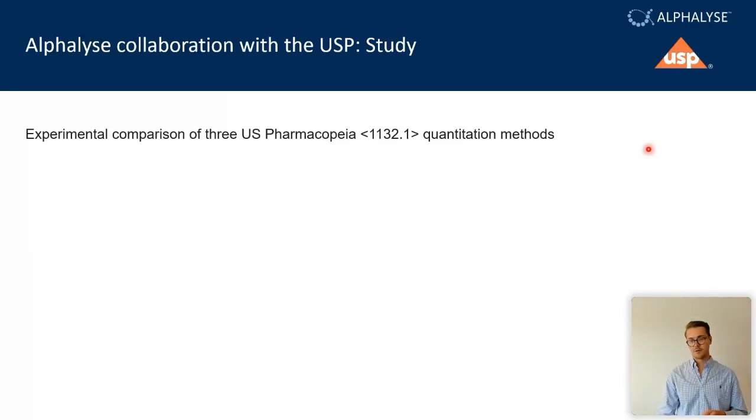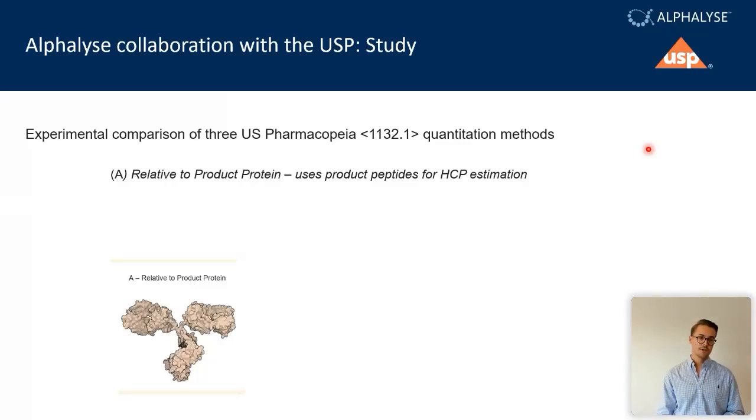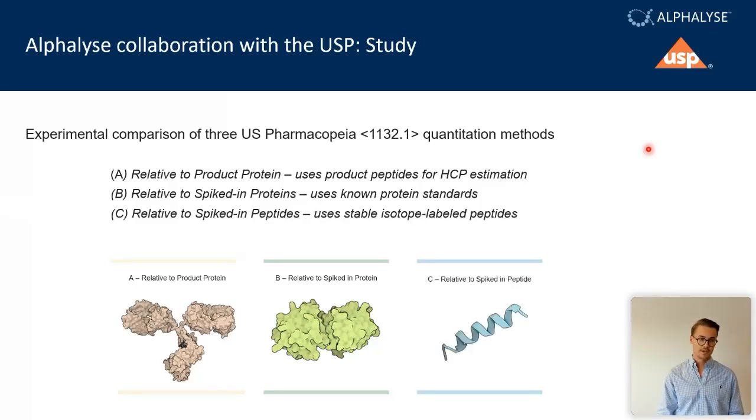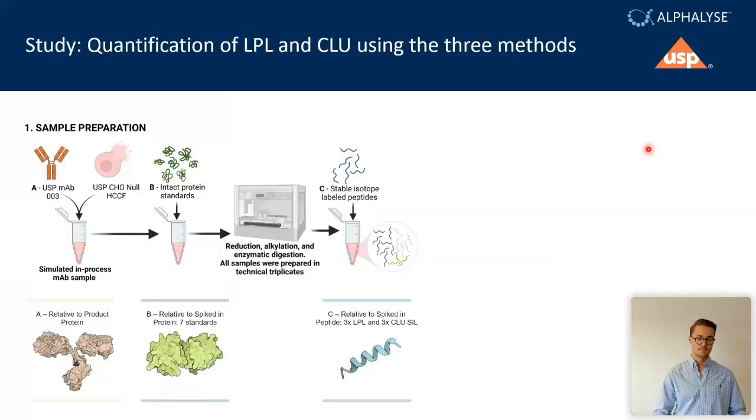In this study, USP approached us to collaborate and practically demonstrate these 3 methods so that we could better understand them, but also find out what the advantages and disadvantages of each of them are. Overall, like I mentioned earlier, we have the relative to product protein method, where you use the product protein peptides for whole cell protein estimation. Then there's the relative to spiked-in protein method, which uses known protein standards spiked in known amounts. And then there's the relative to spiked-in peptides, where you use stable isotope labeled peptides and also spike them in known amounts. So how did we use this in the study?